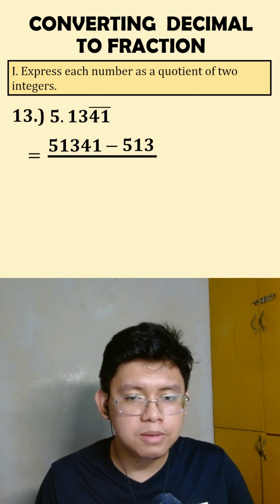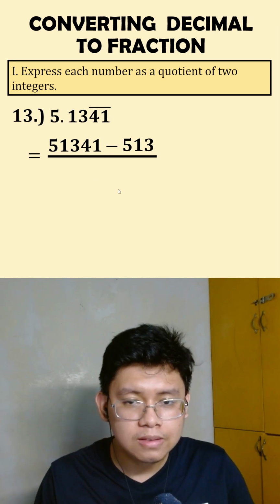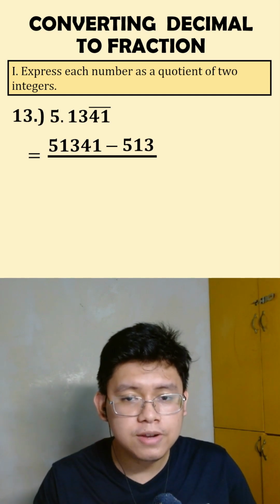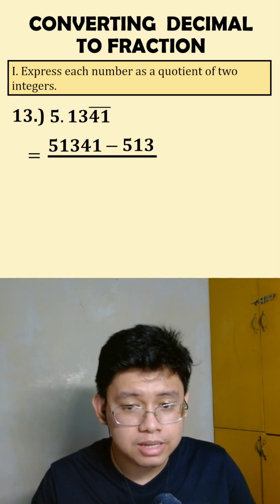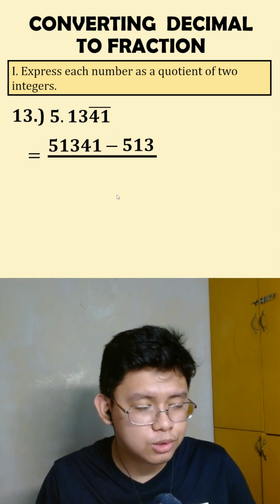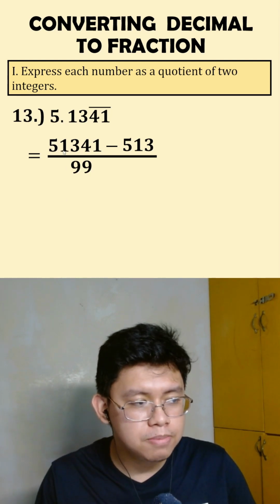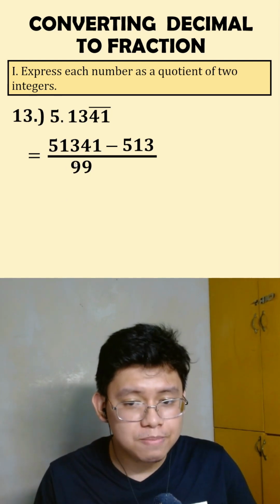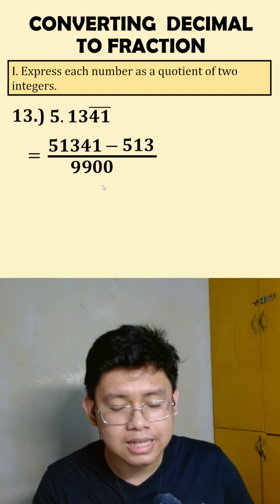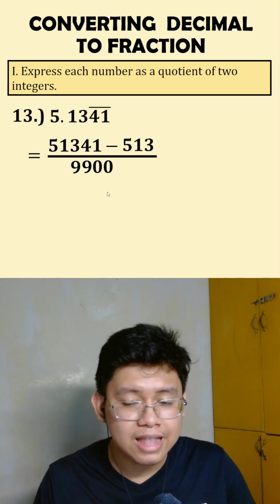Tapos, yung denominator naman natin, titignan natin yung decimal place natin. Lahat ng repeating decimal, that will be corresponding to 9. And then, for every non-repeating decimal, that will be 0. So, yung repeating decimal natin, meron tayong dalawa. So, that will be dalawang 9 sa denominator natin. Tapos, meron tayong dalawa din na non-repeating decimal. So, meron din tayong dalawang 0 katabi ni 99. So, that will be our denominator, 9,900.